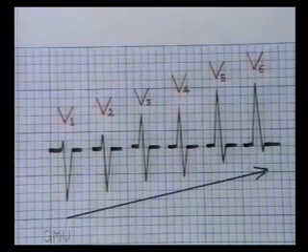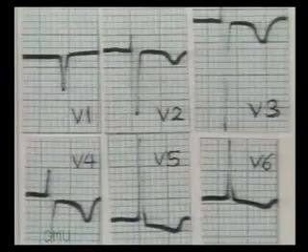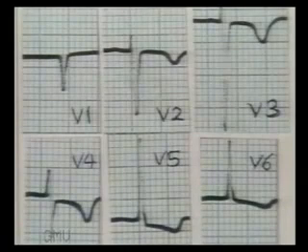As we proceed towards V6, the height of the R wave progressively increases and the depth of the S wave progressively decreases. Somewhere in V3 and V4, the R and S waves are equal, and in V6, there is a tall R wave and a very small or absent S wave. This ECG shows a normal QRS pattern in the chest leads.